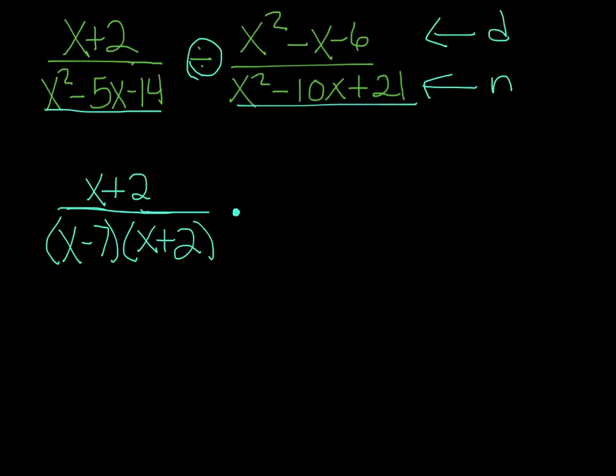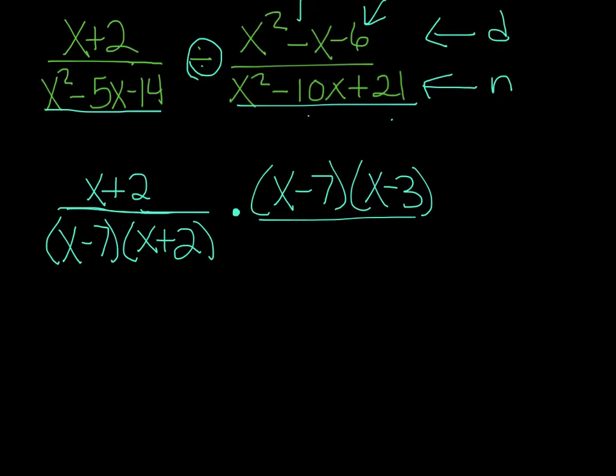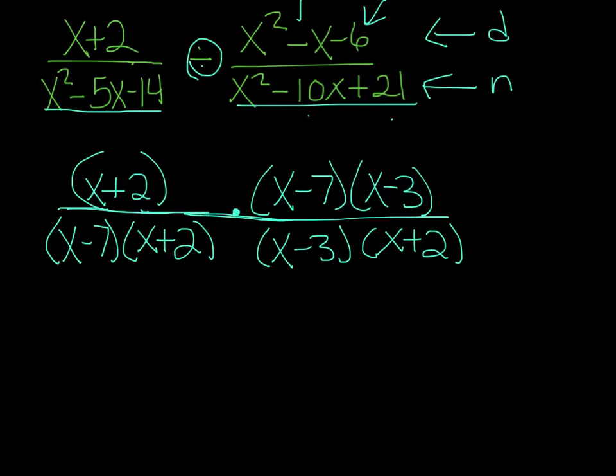So I'm going to factor this first. Factors of 21 that add to negative 10 would be 7 and 3. Negative 7 and negative 3, technically. So x minus 7 and x minus 3. And then factors of negative 6 that add to negative 1 would be negative 3 and positive 2. And remember, when we're multiplying, it's just this group times all these groups, so we can just put it all together.